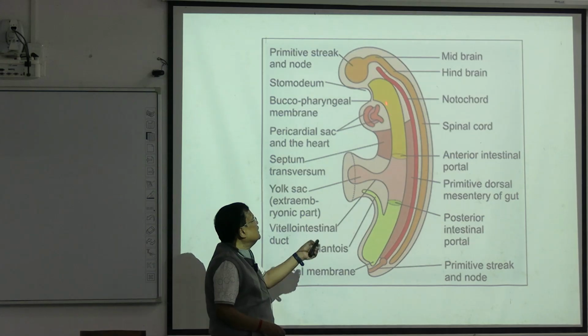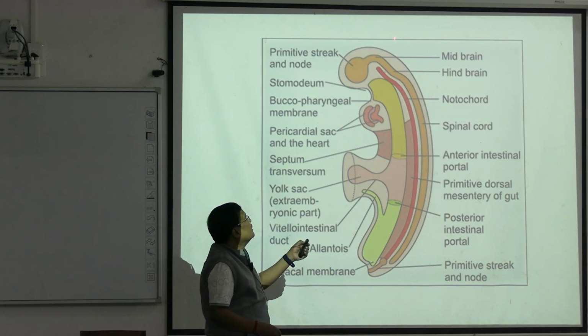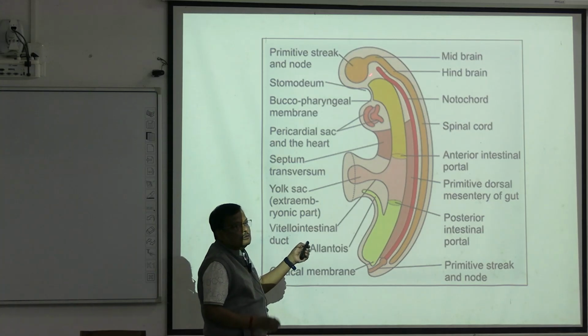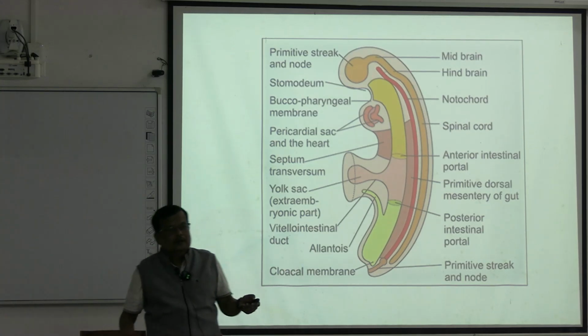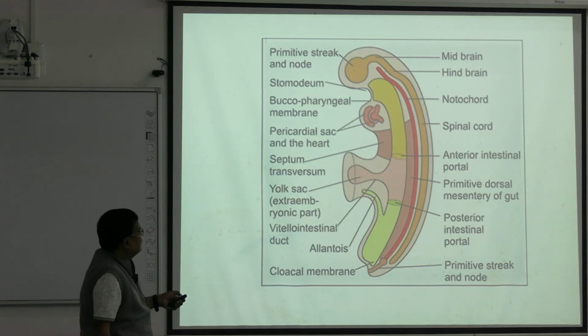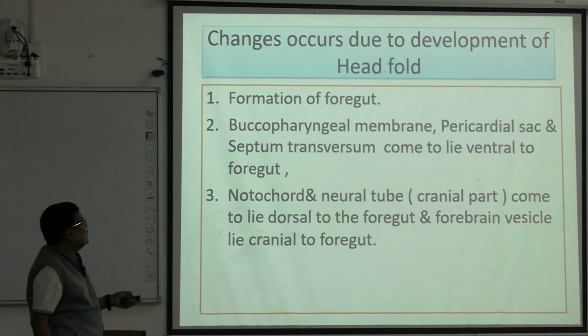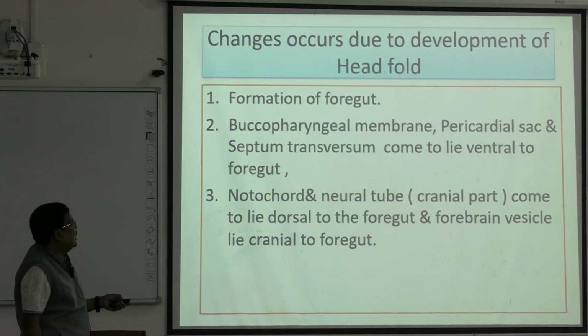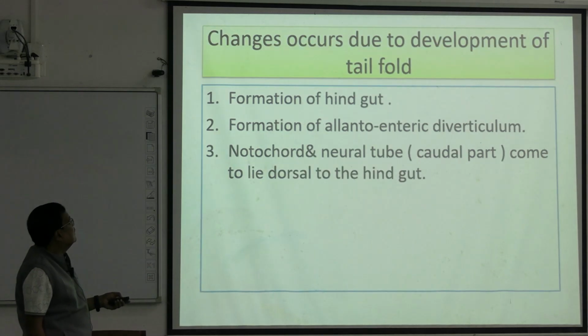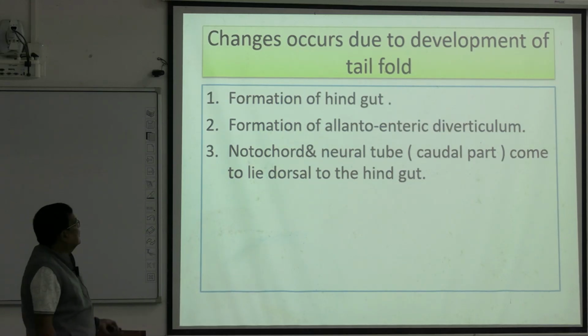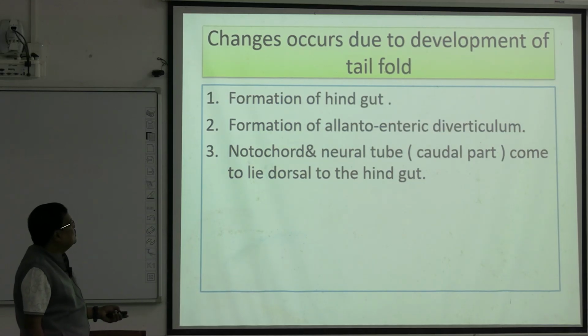Dekho, this yellow is the foregut, come to lie ventral, and cranial most is the brain vesicle, which is covered by the head, skin and bones. And notochord and neural tube come to lie dorsal to the foregut and forebrain vesicle lies cranial to the foregut. Changes occur due to development of tail fold: formation of hindgut, obviously, formation of allantoenteric diverticulum, allantois, notochord and neural tube come to lie dorsal to the hindgut.